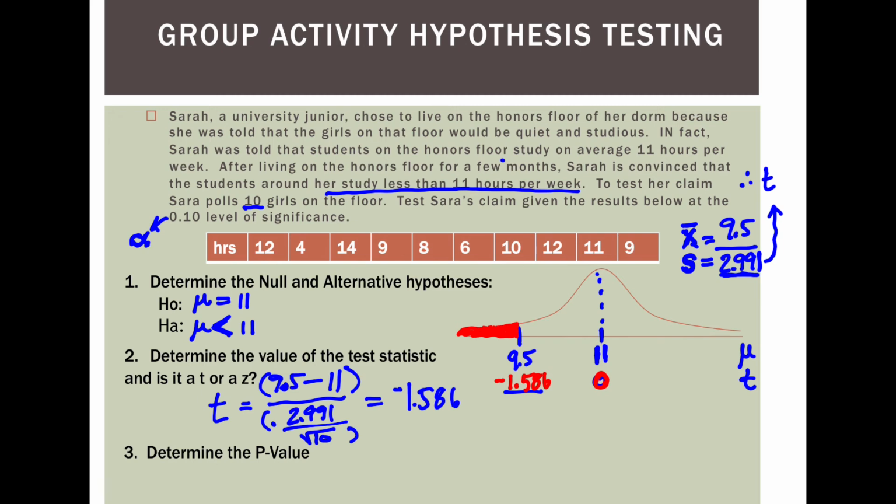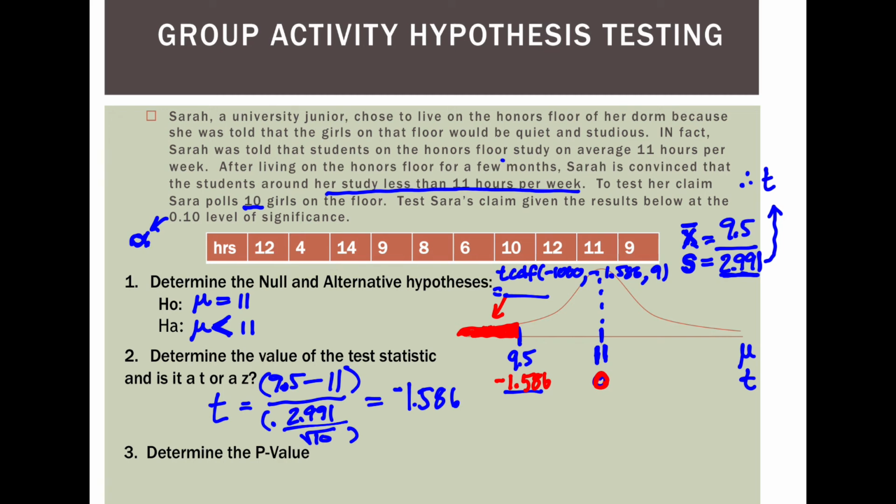Here's my area. This is a left-tailed test, so that's where I'm going to find my p-value. In this case, this is a t-curve, and so we need to use t-CDF, not normal CDF, right? Invert t and t-CDF, that's what we use with t-curves. Normal CDF and invert norm, that's what we use for z-curves. Negative 1,000, all the way up to negative 1.586 with 9 degrees of freedom. And this is my p-value for this test.